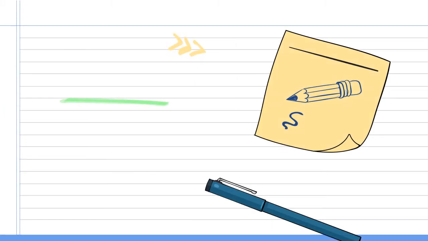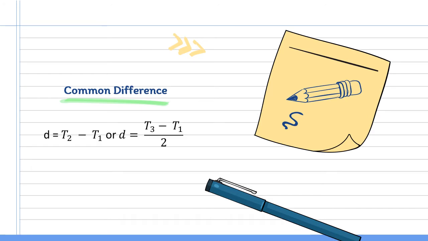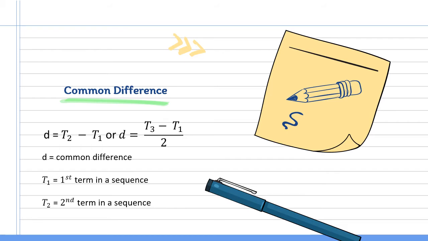Let's have first the common difference. The formula is d, or the common difference, is equal to t₂ − t₁, or d is equal to (t₃ − t₁) / 2, or divided by 2. Where d is the common difference, t₁ is the first term in a sequence, t₂ is the second term in a sequence, and t₃ is the third term in a sequence.